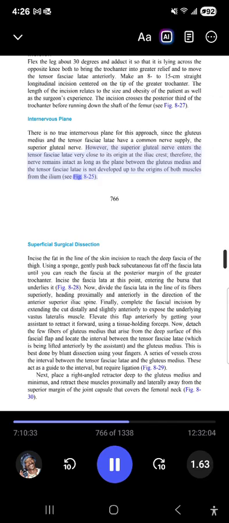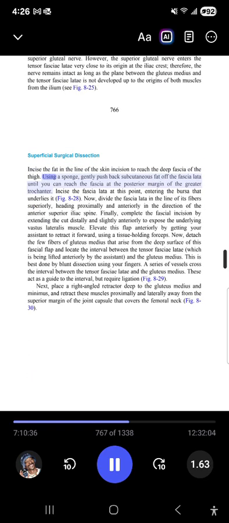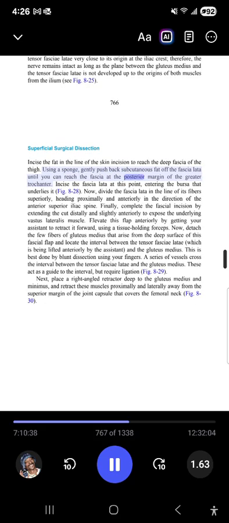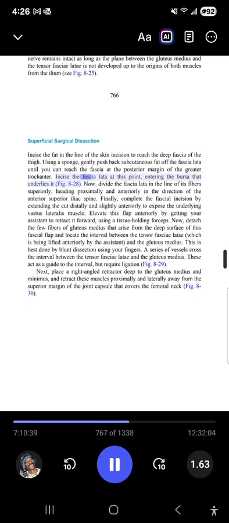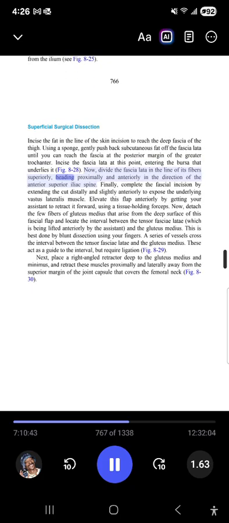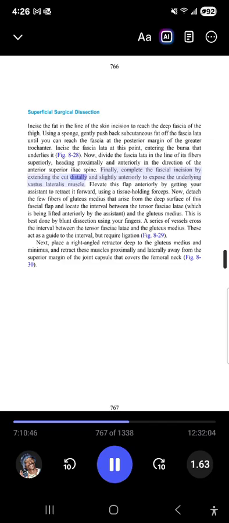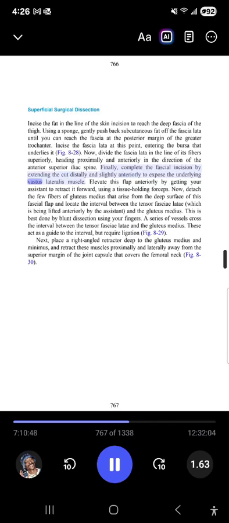See Figure 8-25. Incise the fat in the line of the skin incision to reach the deep fascia of the thigh. Using a sponge, gently push back subcutaneous fat off the fascia lata until you can reach the fascia at the posterior margin of the greater trochanter. Incise the fascia lata at this point, entering the bursa that underlies it. Figure 8-28. Now, divide the fascia lata in the line of its fibers superiorly, heading proximally and anteriorly in the direction of the anterior superior iliac spine. Finally, complete the fascial incision by extending the cut distally and slightly anteriorly to expose the underlying vastus lateralis muscle.